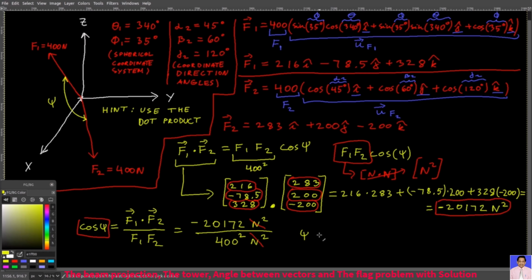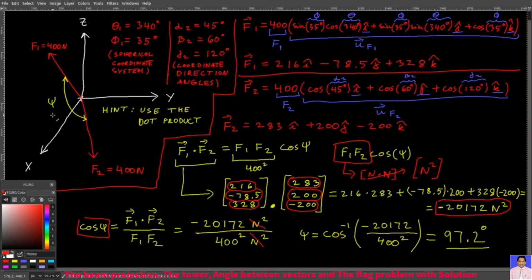And now, psi equals inverse cosine of this ratio, and the answer is 97.2 degrees. There you go. You have found your psi angle, the angle between these two force vectors, using the dot product, and it's 97.2 degrees. Thank you very much.